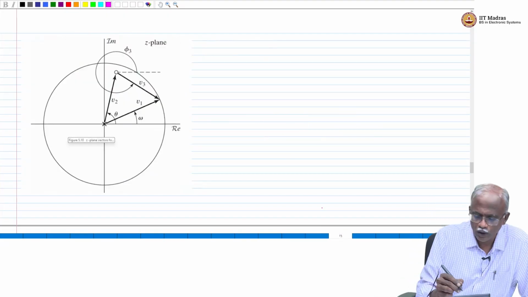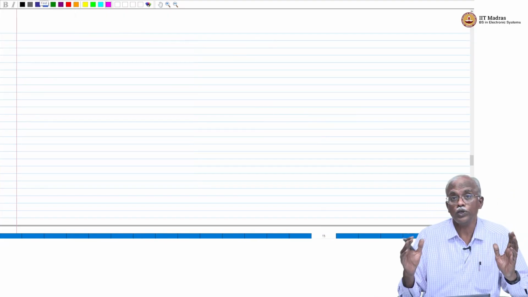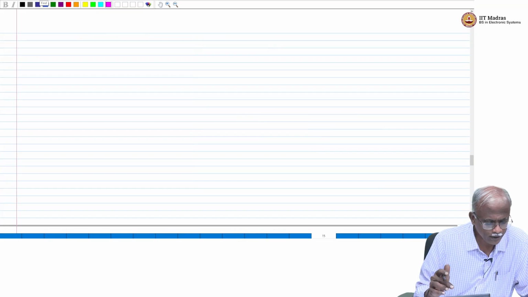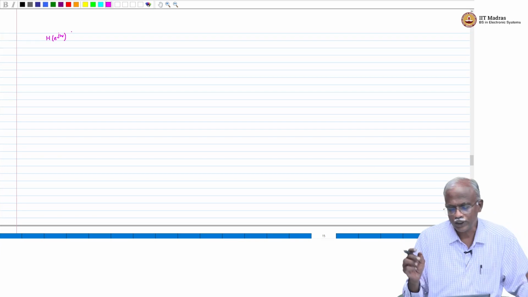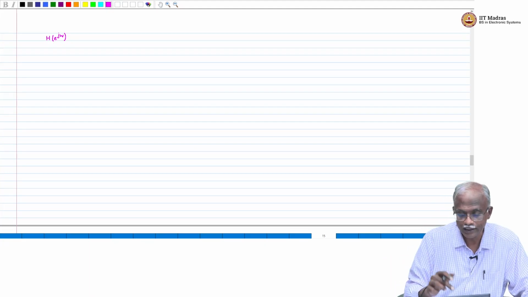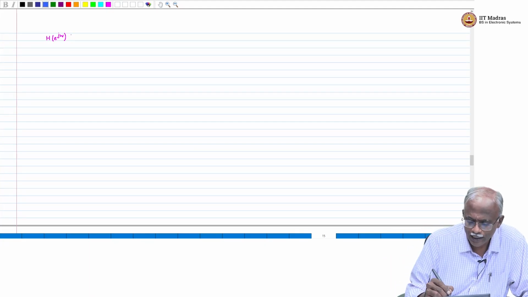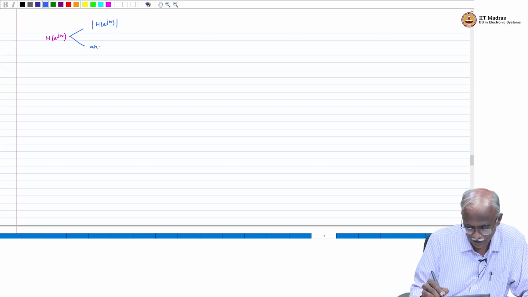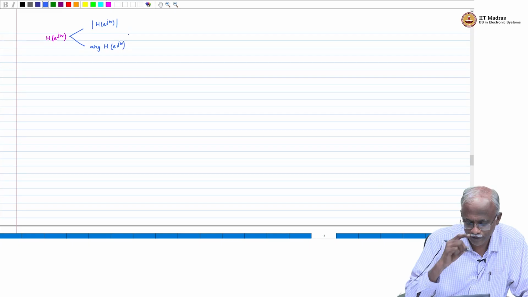Now I want to dive into the new topics that we want to look at in today's discussion. So we said that if you have an LTI system characterized by an impulse response h of n, for which we have computed the DTFT H e of j omega, we can then represent it in terms of the magnitude response, magnitude of H e of j omega, and the second way is by the argument of H e of j omega, which is the phase response.